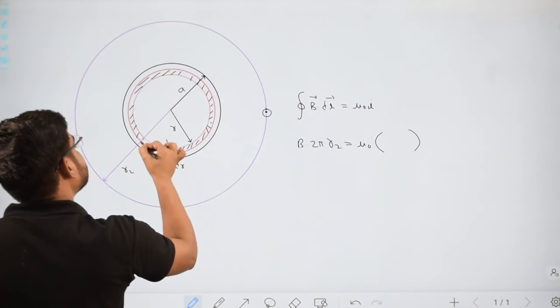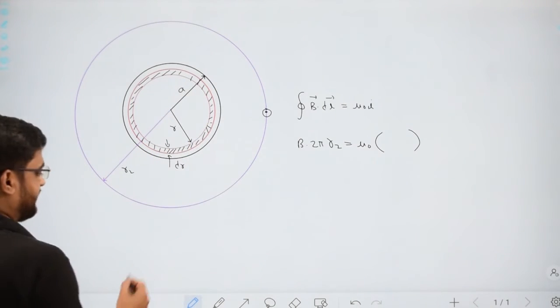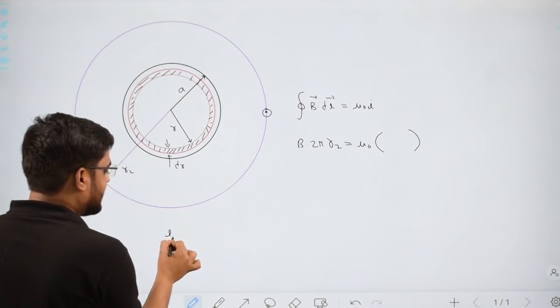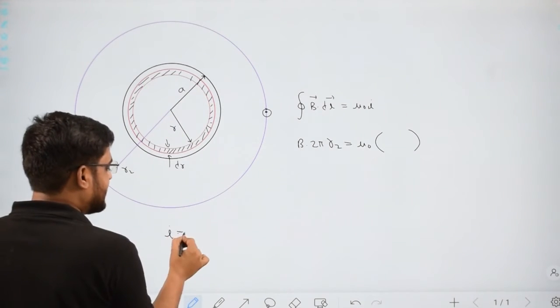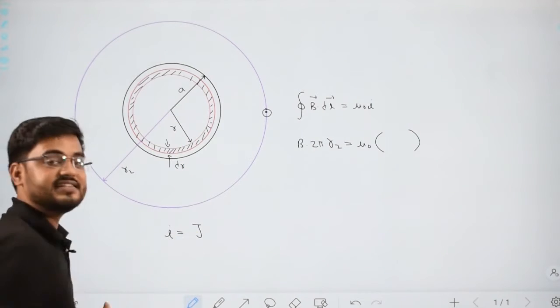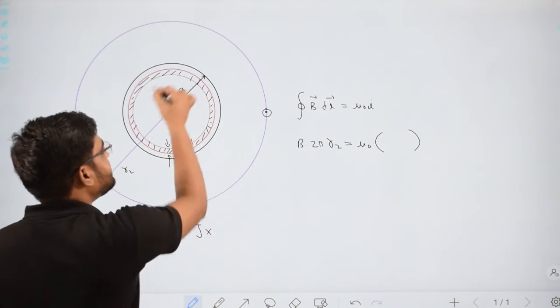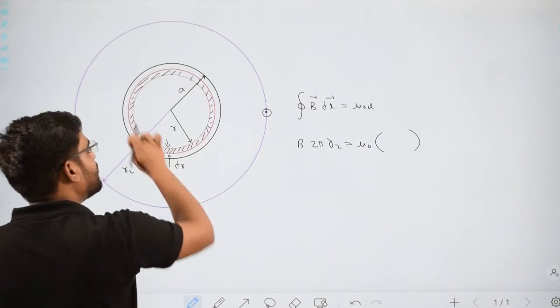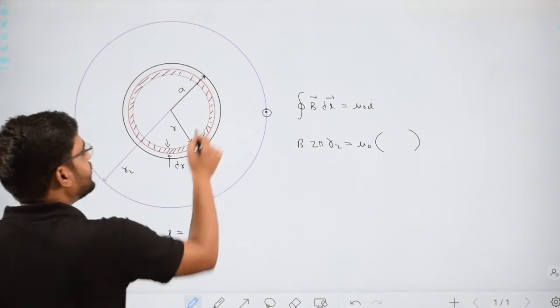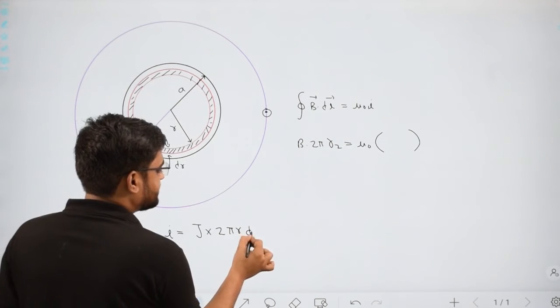So current in this strip, which I have just marked, is nothing but current density times area. Current density, J, is current per unit area, so current density into area. How much is the area of this strip? The length is 2 pi r, since this strip can be long, and the width is dr. So the area is 2 pi r dr.